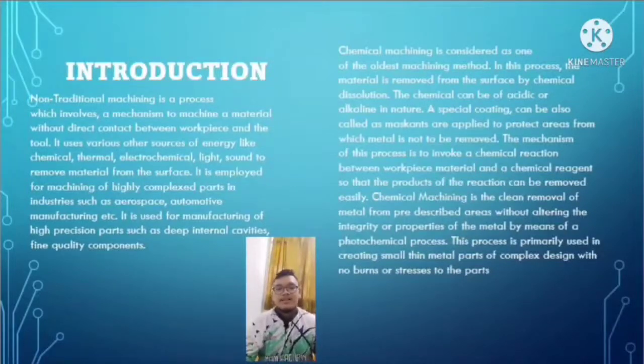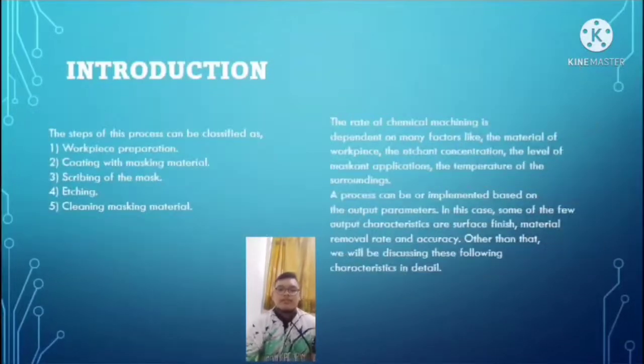Chemical machining is the clean removal of metal from pre-described areas without altering the integrity or properties of the metal by means of a photochemical process. This process is primarily used in creating small thin metal parts of complex design with no burr or stress for the parts. Talking about the steps of the process, it is classified as number 1, workpiece preparation, number 2, coating with masking material, number 3, scribing of the mask, number 4, etching, and lastly, cleaning the masking material.